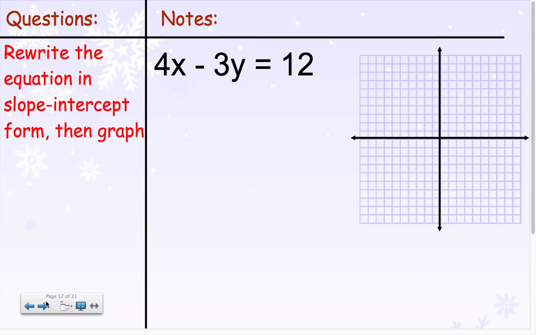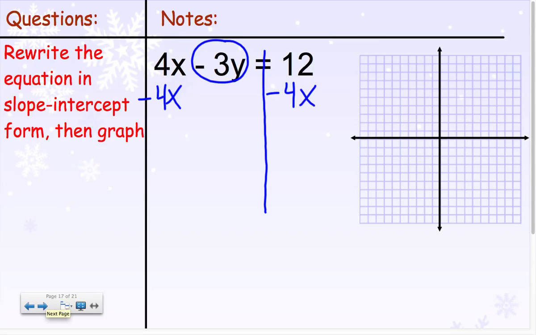Y isn't alone, so I'm going to draw my train tracks. Notice this time our y is negative. That is important. We want to make sure we don't forget that. 4x is positive, so to get rid of it and bring it to the other side, I'm going to subtract it.